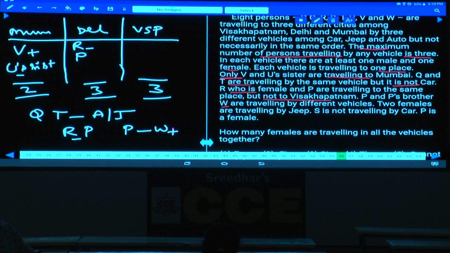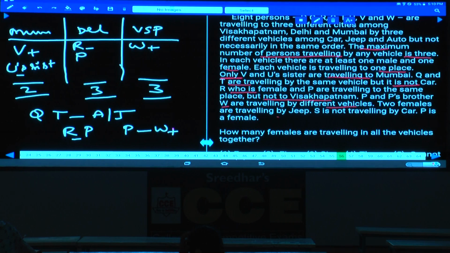As P is going to Delhi, can W go to Delhi again? No, because these 2 persons are in different vehicles, which means different cities, because each vehicle is exactly going to one city. Hence, where should this W be? W is going to Visakhapatnam. Now, is this W male or female? Male, and his brother. Hence, W is a male, and W is going to Visakhapatnam. P and P's brother W are traveling by different vehicles.